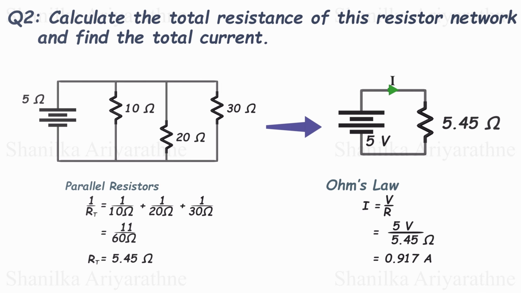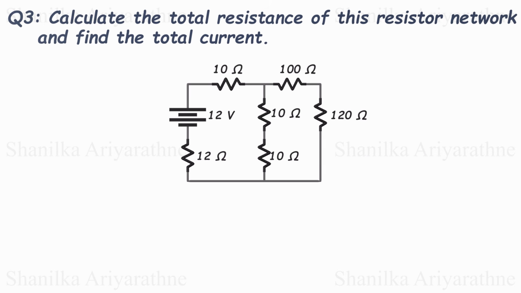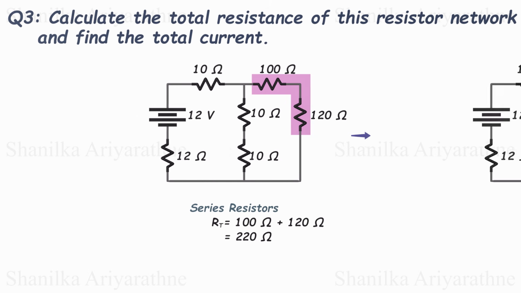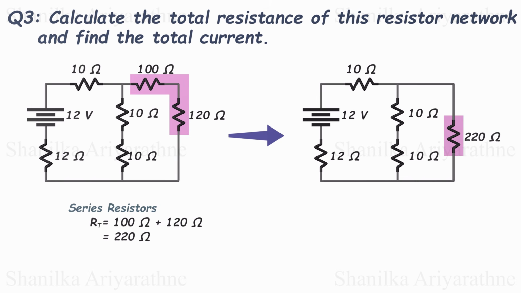Now we have a bit of practice solving series and parallel resistor networks. Let's try to solve a more complex resistor network. Can you calculate the total resistance of this circuit by solving series and parallel resistors? Let's start from these series resistors. The total resistance for these 2 series resistors is 220 ohms. We can replace these 2 resistors with a single resistor of 220 ohms.